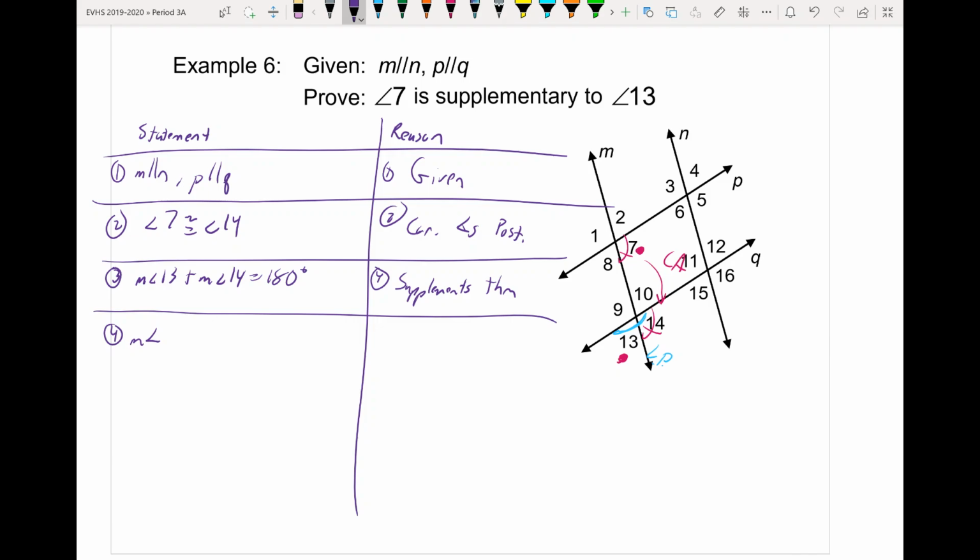How do I go and say the measure of angle 7 is equal to the measure of angle 14? Well, which step is this following from? It's coming from 2, isn't it? 7 is congruent to 14, therefore the measure of 7 is equal to the measure of 14. That's the definition of congruent angles.